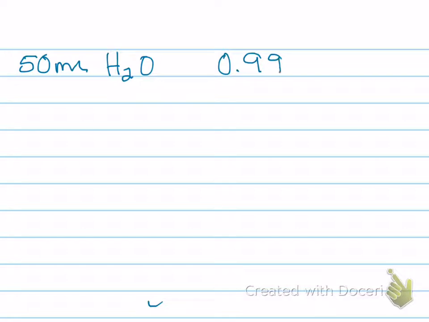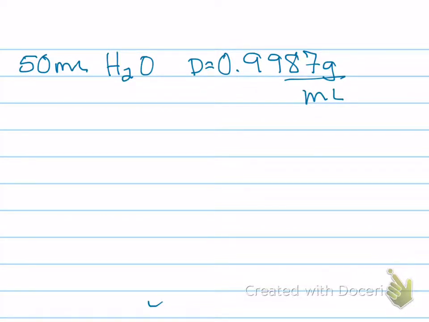Okay, so I'm going to show you another example of a similar process. For example, if I wanted to measure exactly 50 milliliters of water, which has the chemical formula H2O, and I know that the density of water at this temperature is 0.9987 grams per milliliter, so this is density, I can weigh out the water to get a very precise amount of volume.